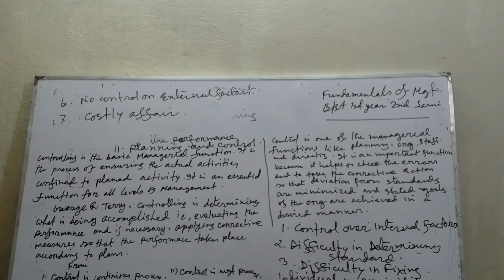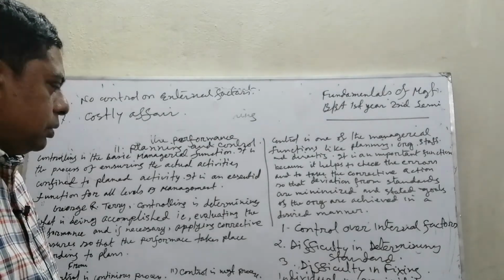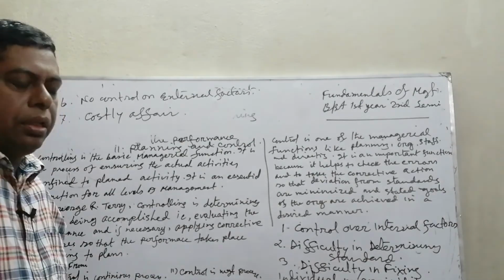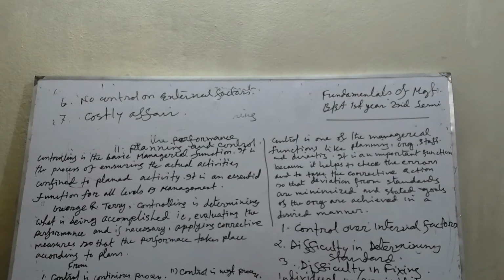There are several works within the institution completed by more than one person. It becomes difficult to find out the responsible employees when such an error is made. The next point, difficulty in setting quantitative standards. It becomes very difficult to compare the actual performance with the predetermined standard if these standards are not expressed in quantitative terms. This is especially so in the areas of job satisfaction, human behavior, and employee morale. So, difficulties in setting quantitative standards.